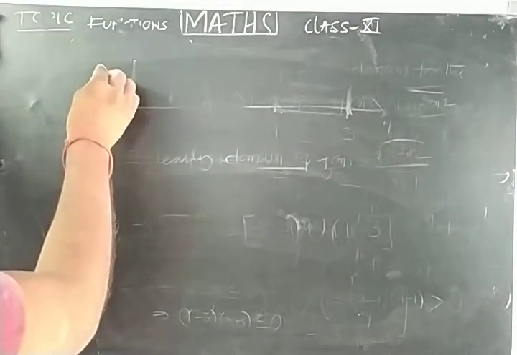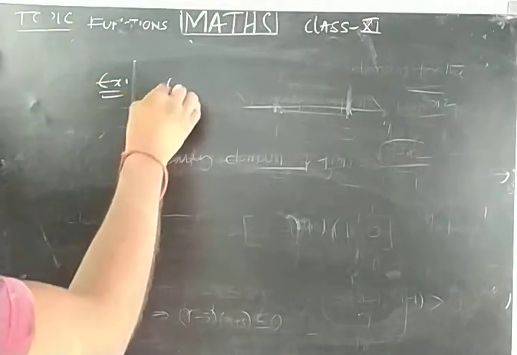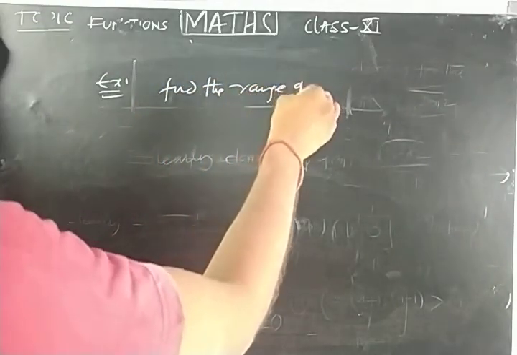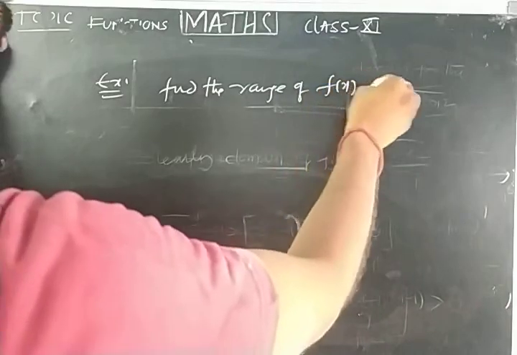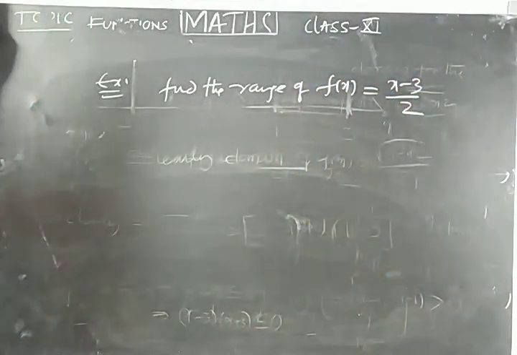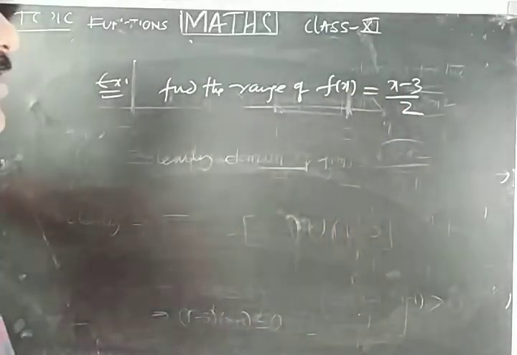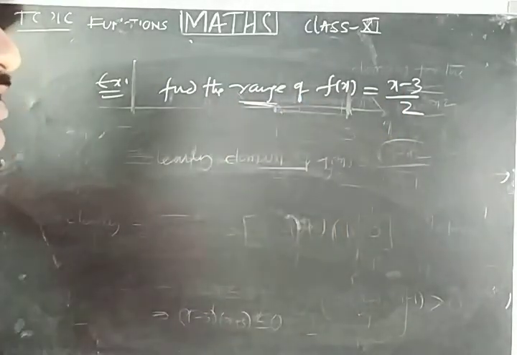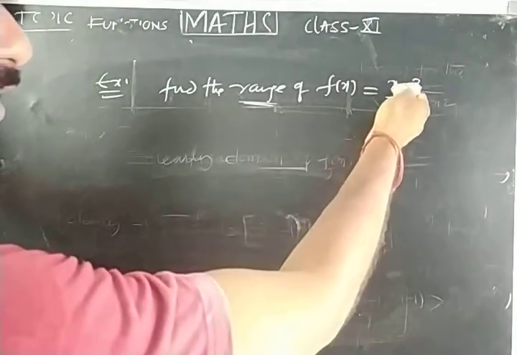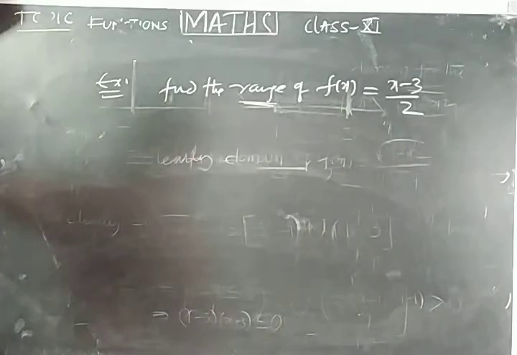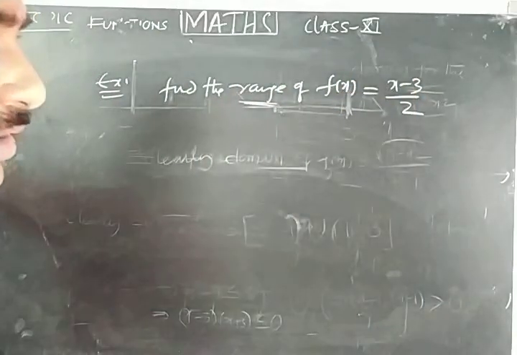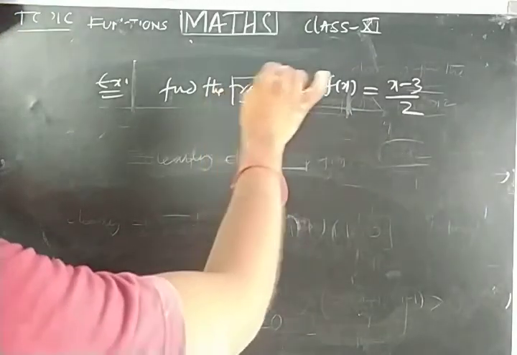Suppose one more example. Find the range of f of x is equal to x minus 3 by 2. What is the domain? Here I am asking the range actually. What is the domain? Every real value. Why? Because by substituting any value, the function will not be affected, so you will get the image. So the domain is real values. But we are going to find the range.